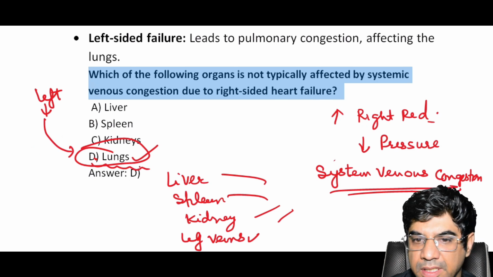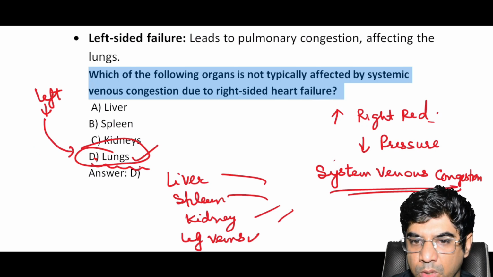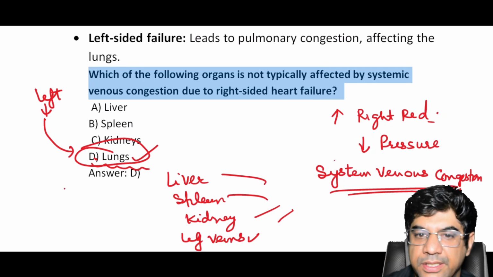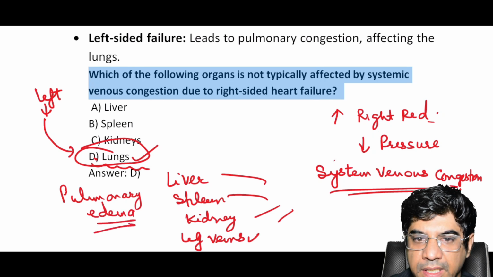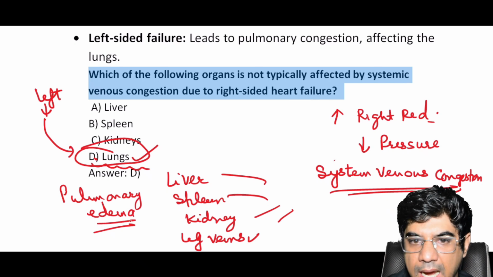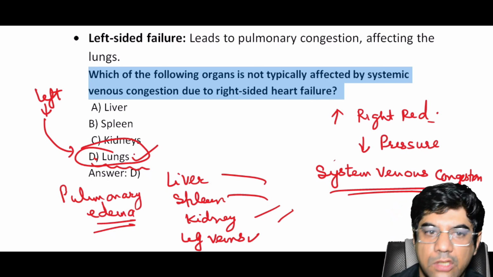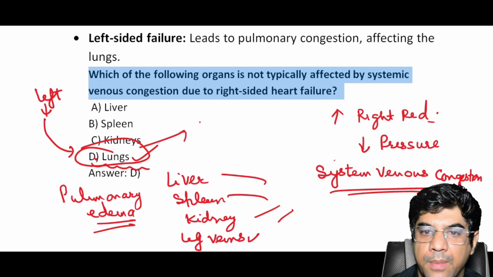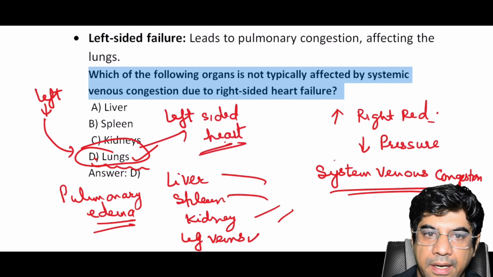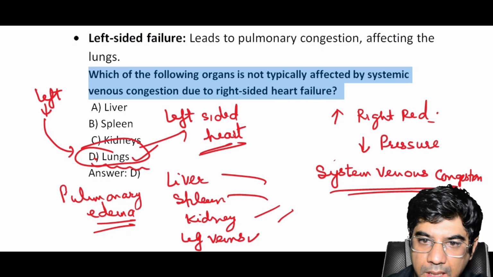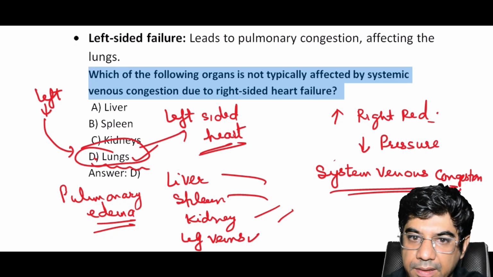So chronic venous congestion of lungs results in fluid accumulation within the lungs. This condition is known as pulmonary edema. So you would see shortness of breath, difficult breathing, and respiratory failure. So remember, the lungs are primarily affected by left-sided heart failure and not by right-sided heart failure.